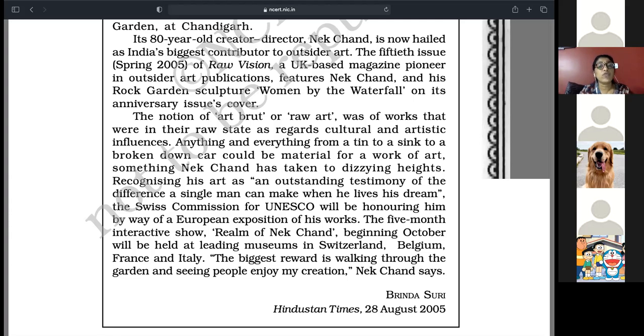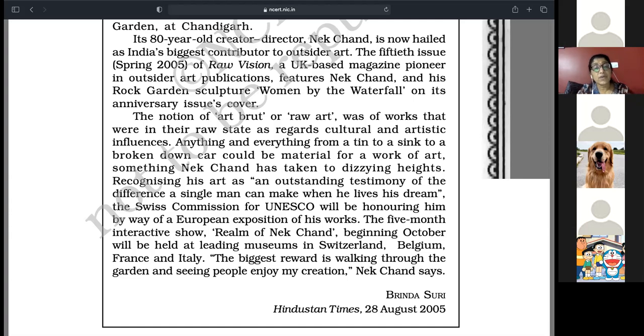The Swiss Commission for UNESCO will be honoring him by way of a European exposition of his works. His work would be presented through an exhibition by the Swiss Commission for UNESCO. The 5-month interactive show, Realm of Nature, beginning October, will be held at leading museums in Switzerland, Belgium, France, and Italy. His work was presented there.